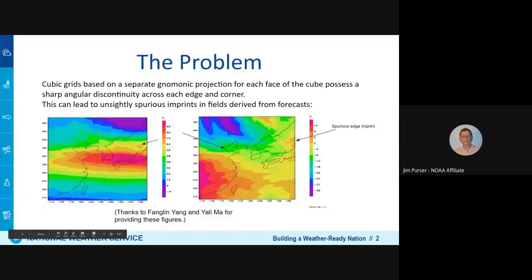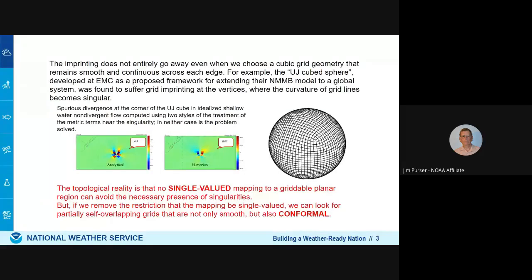So the problem that we're faced with, it's a subtle problem, is that when we run cubic grids based on separate gnomonic projections for each face of the cube, we get a sharp angular discontinuity across each edge of the cube, especially when we've run the forecast for a few days. And you can see the effect here along the edges of the cube. This is thanks to Fanglin Yang and Yali Mao for providing these figures. And the imprinting does not entirely go away, even if we choose a different cubic grid geometry that remains smooth and continuous across each edge.